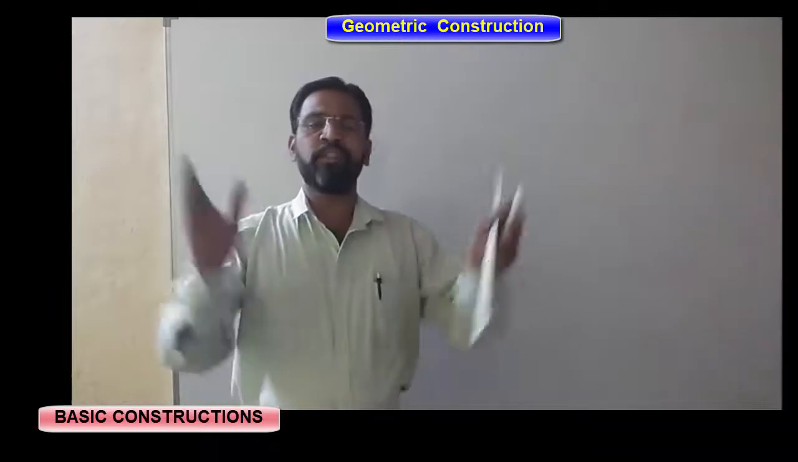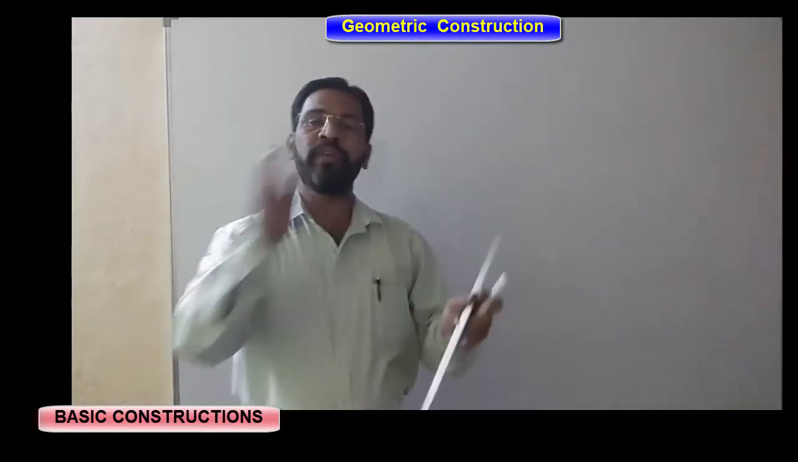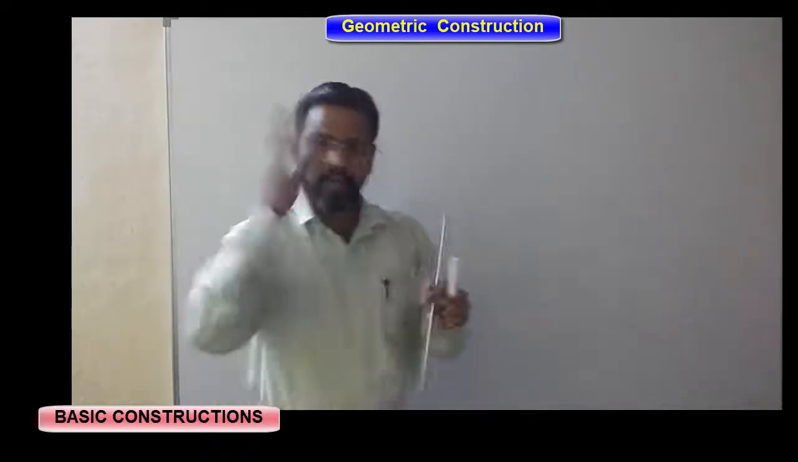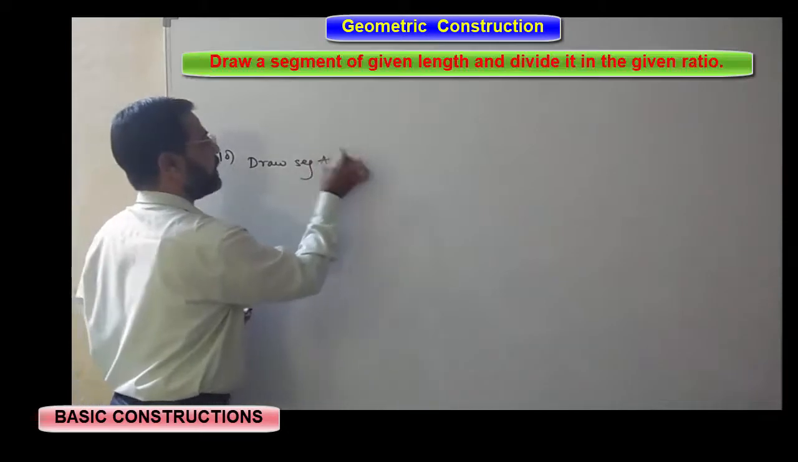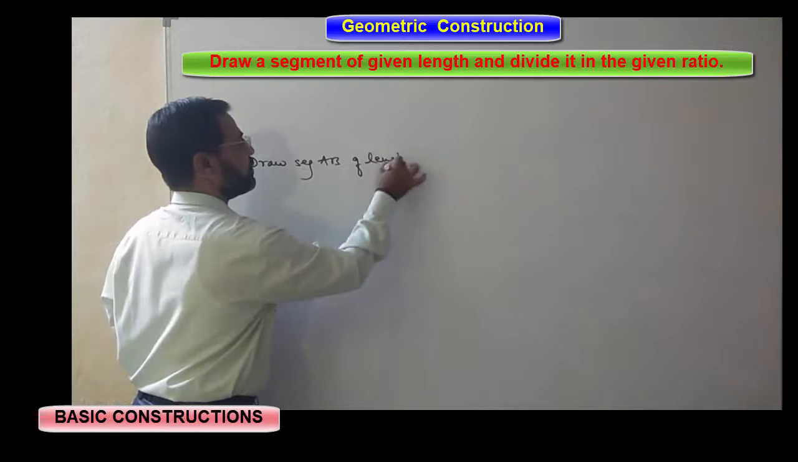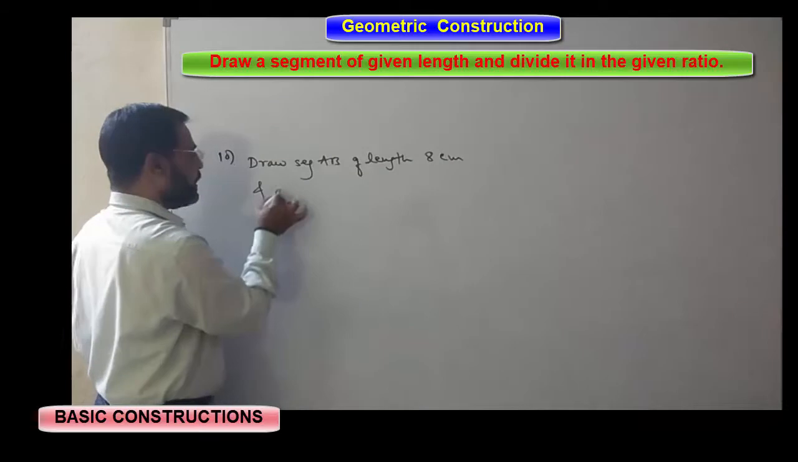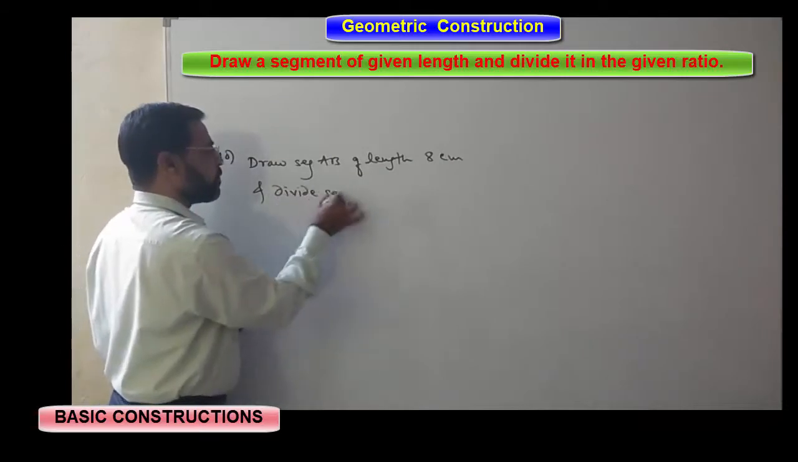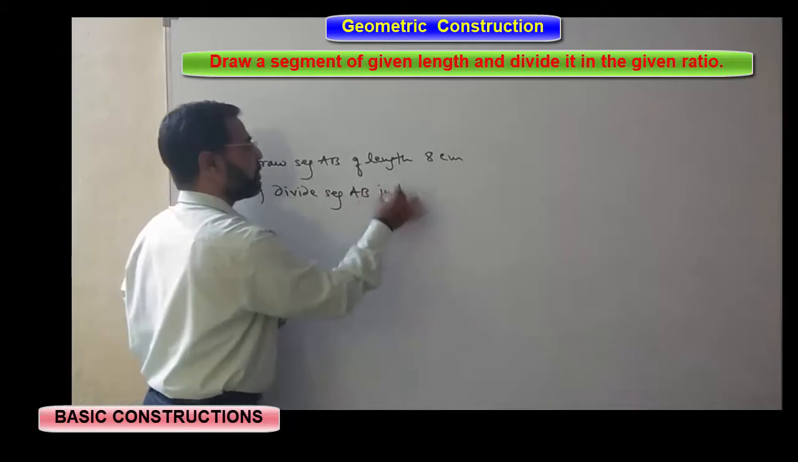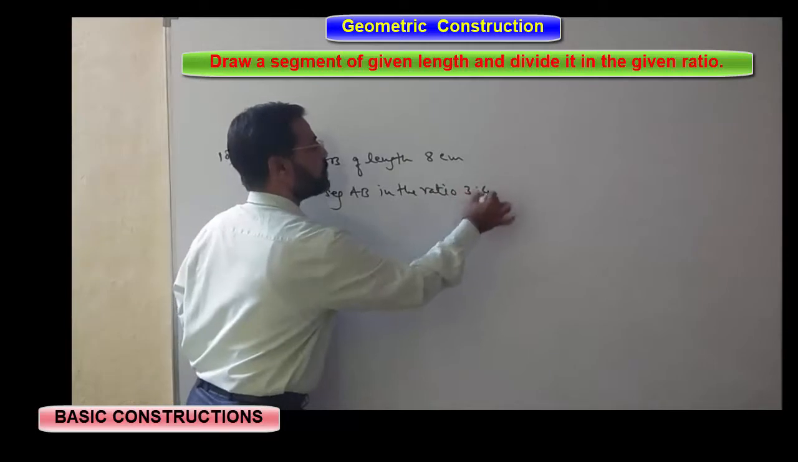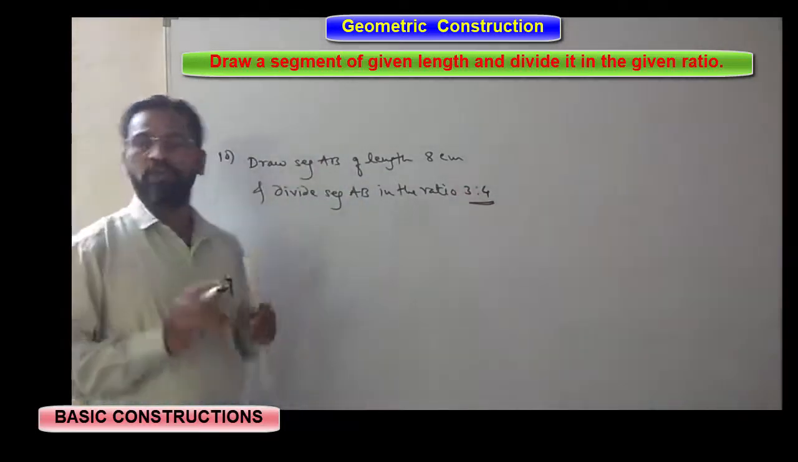What is that? Try to draw one segment of given length, and divide that one in the given ratio. See first. Draw seg AB of length, suppose 8 centimeter, and divide seg AB in the ratio, suppose 3:4. Like this we have to divide.